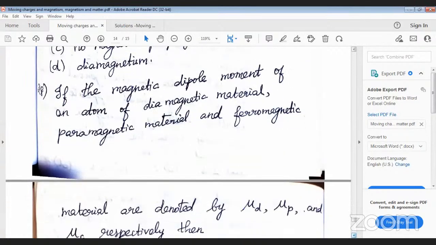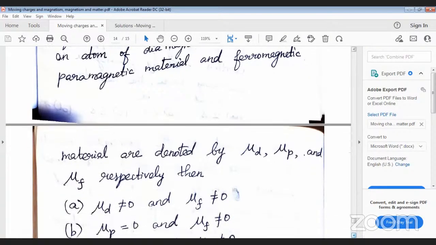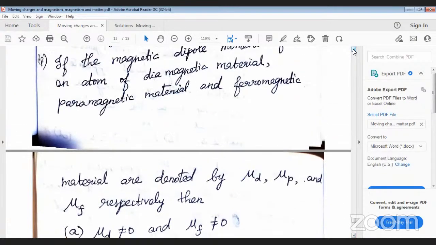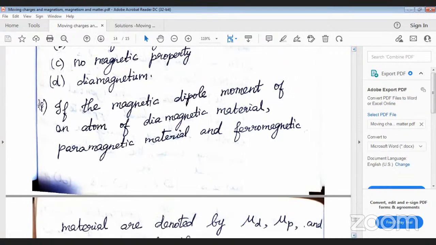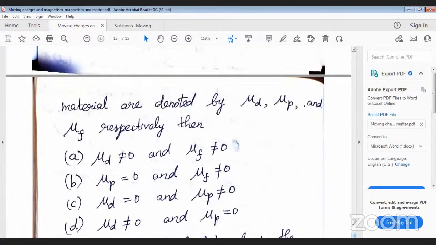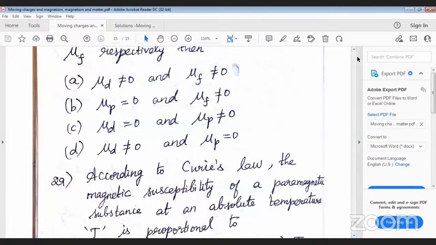Then question number 28. If the magnetic dipole moment of an atom of diamagnetic material, paramagnetic material and ferromagnetic material are denoted by mu d, mu p and mu f respectively, then which of the following options is correct? Here it should be option C.